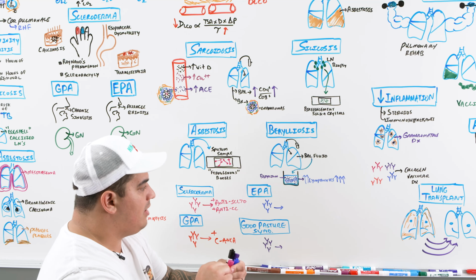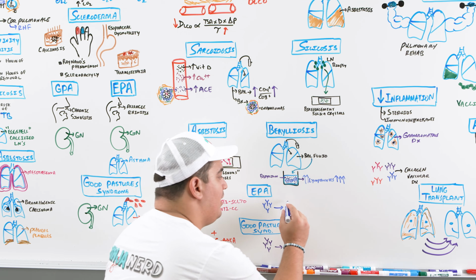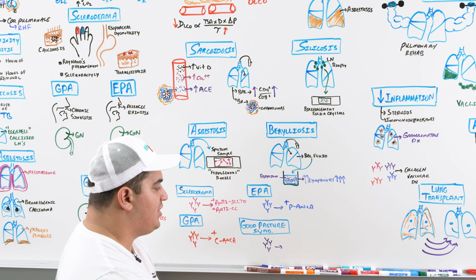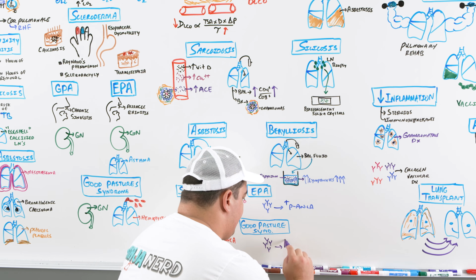If I was concerned that it was some type of Churg-Strauss or eosinophilic polyangiitis, it would come back as a positive P-ANCA. We're just testing you guys' knowledge here. And then lastly, if I thought it was Goodpasture syndrome, it would come back positive as anti-GBM antibodies.